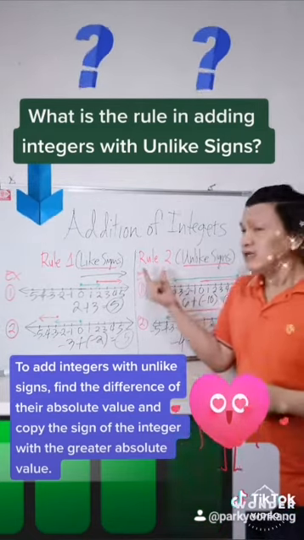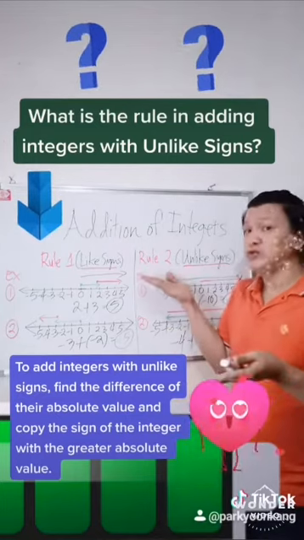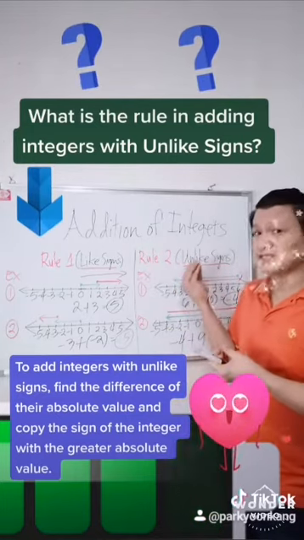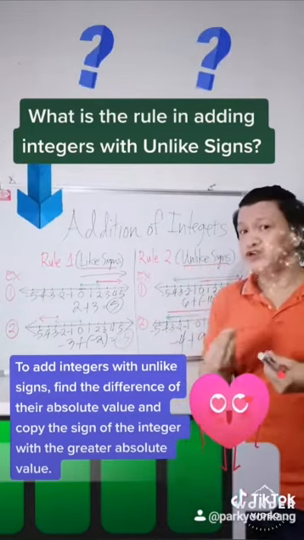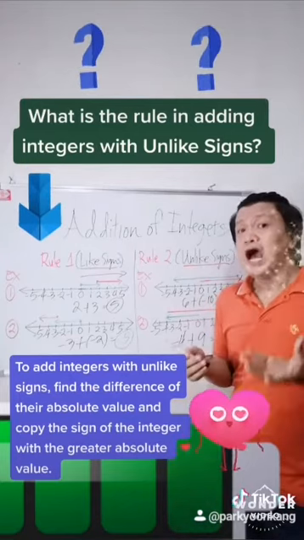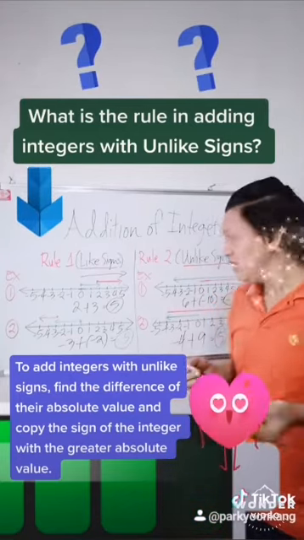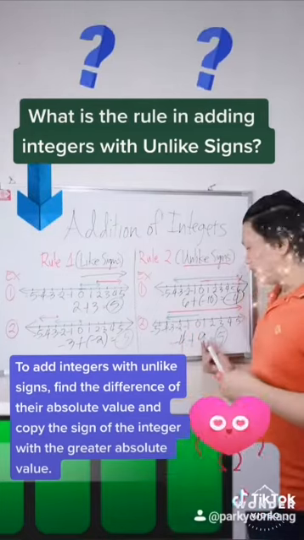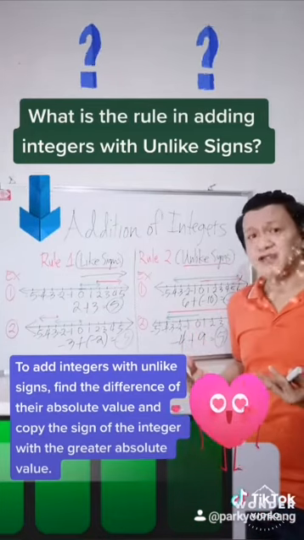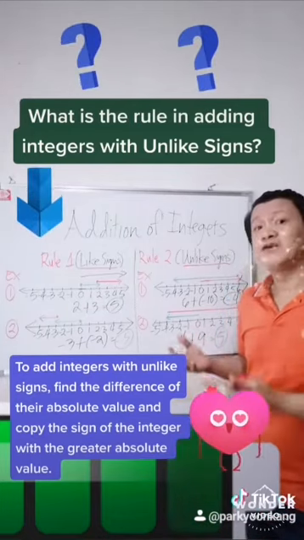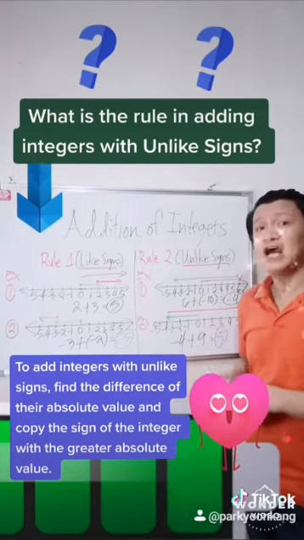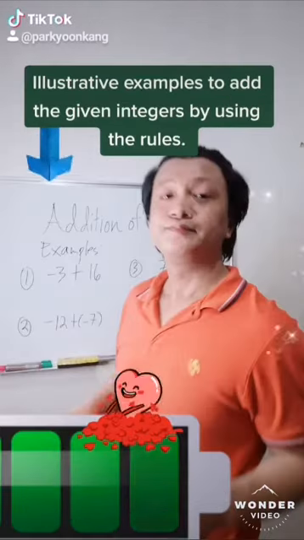So now, can you define rule 2, which is adding of integers with different sign? Kapag sinabi natin addition of different sign, just simply subtraction. Meaning, you're going to subtract the two integers and copy the sign of the greater absolute value.